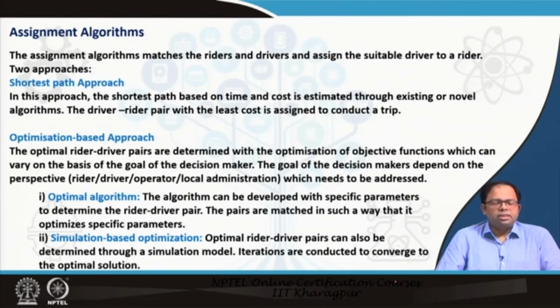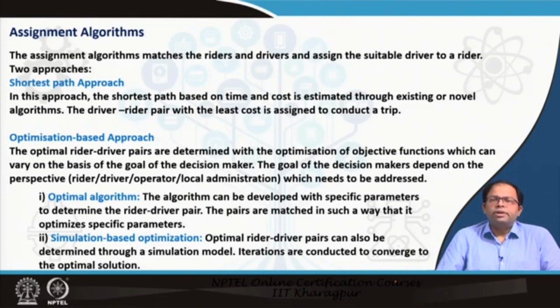In the optimization based approach, the optimal rider driver pair is determined using certain objective functions, and we optimize those objective functions, and it depends on the goal of the decision maker. It could depend on the perspective of the rider. That means the goal could be to maximize the number of rides for each driver. The goal could be to reduce the waiting time for a rider, or it could be to maximize the total number of ride matchings. That could be the goal for the operator. And for the local administration, it could be that the total amount of kilometers traveled should be less.